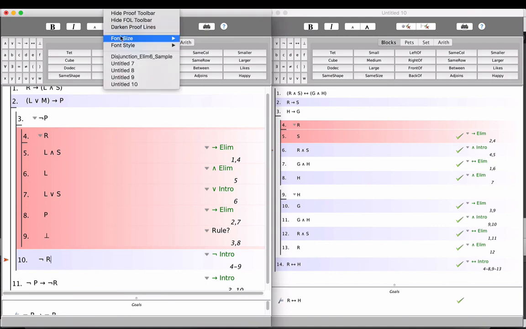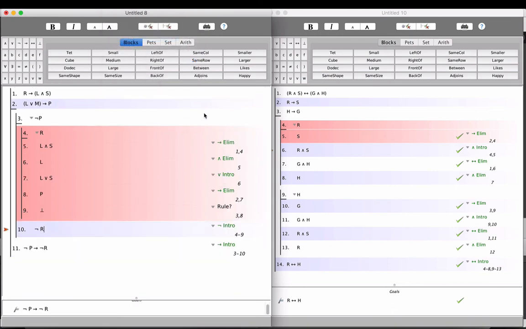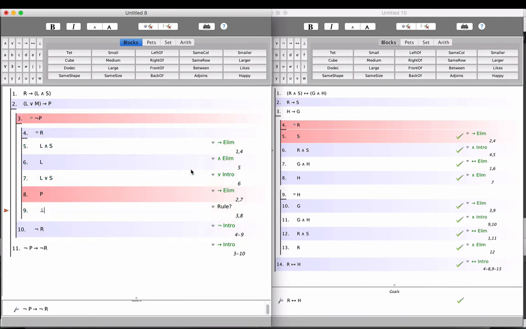Let me go ahead and make the font size smaller so that we can get the entire proof into a single window. So take a look at 4 through 9. 10 is negation intro. Take a look at 3 through 11, and we have conditional intro. Let me go ahead, and I thought I had asserted the contradiction intro rule.